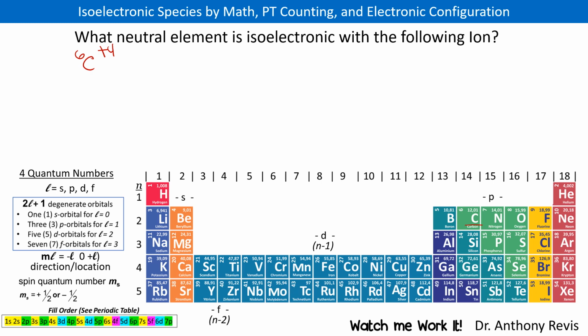Now we've oxidized it to +4. When we do oxidation, we remove electrons. So mathematically, our math approach would be 6 electrons minus the 4 electrons due to oxidation, and we end with 2 electrons. So we now look throughout the periodic table and see what has 2 electrons, and there it is. Helium has 2 electrons. So that means carbon +4 is isoelectronic with helium.